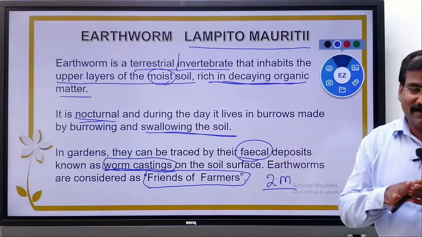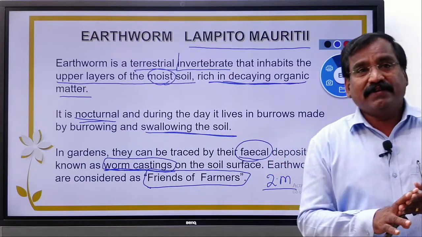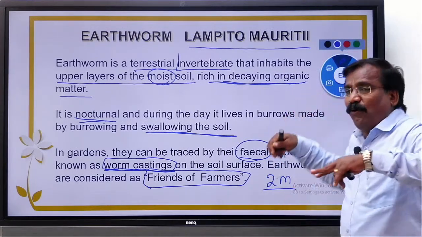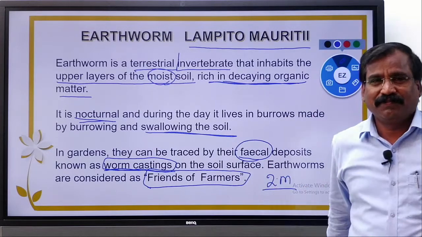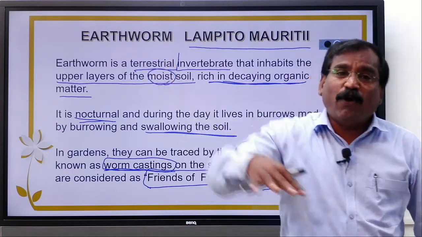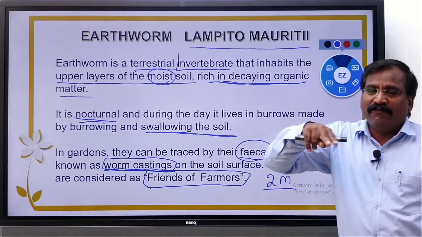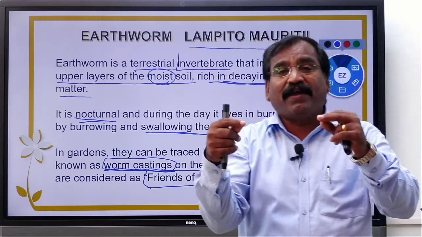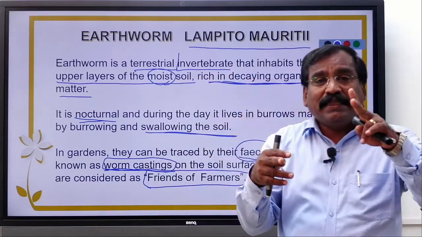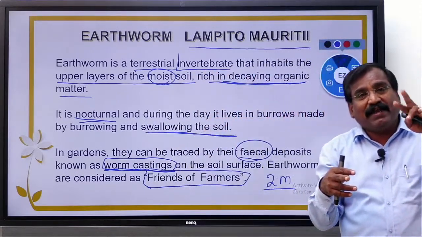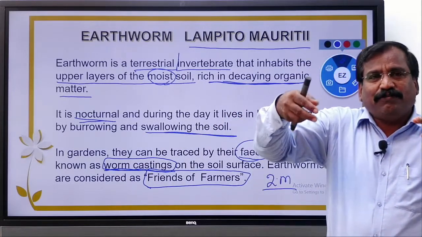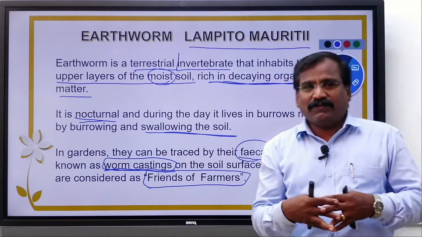Another reason I have to write: when it makes burrows, holes, it aerates the soil, like plowing. When it is making holes in the soil, the burrows aerate it. So not only manure; in agriculture, two actions are needed. First, I have to plow the land, that is the first phase.